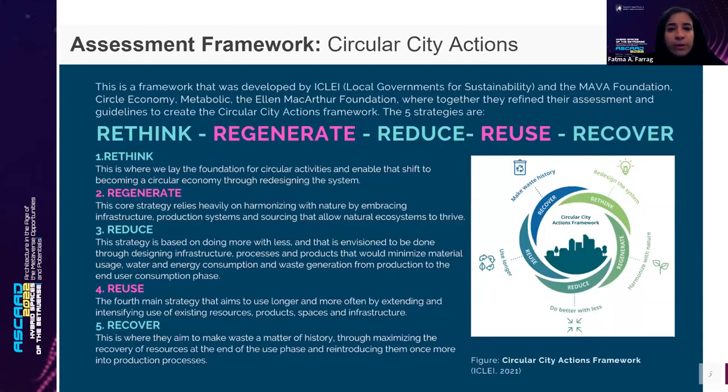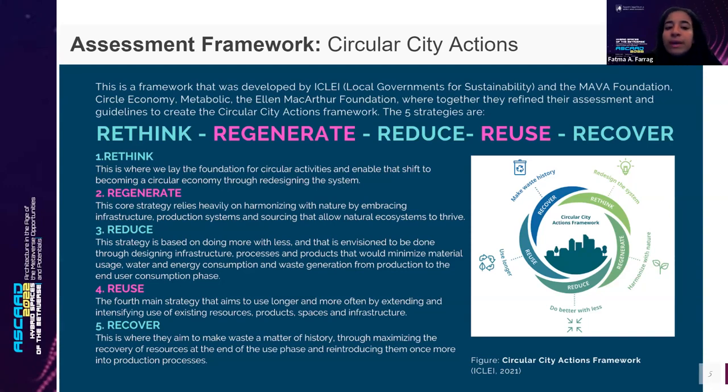As for the assessment framework, the Circular City Actions, it was developed by ICLEI and the MAVA Foundation and Ellen MacArthur Foundation, where they refined their assessments and guidelines to create a combined framework. There are 5 strategies here. Rethink is about laying the foundation for circular activities that enable the shift to becoming a circular economy through redesigning the system.